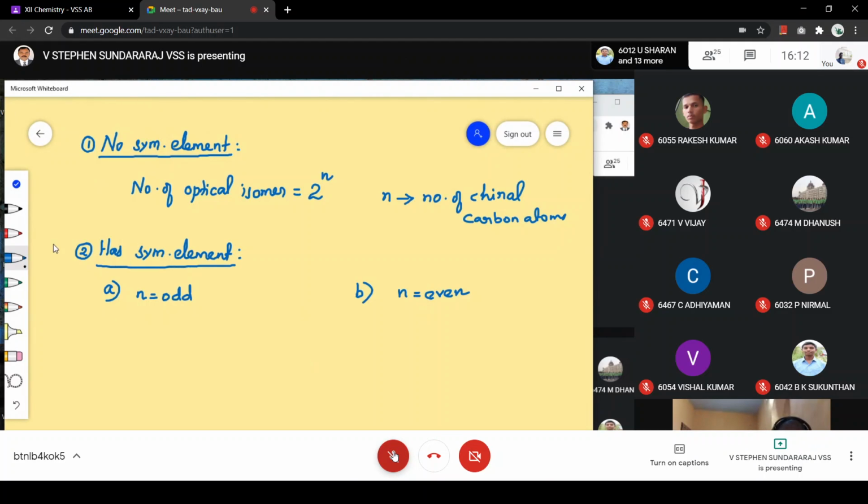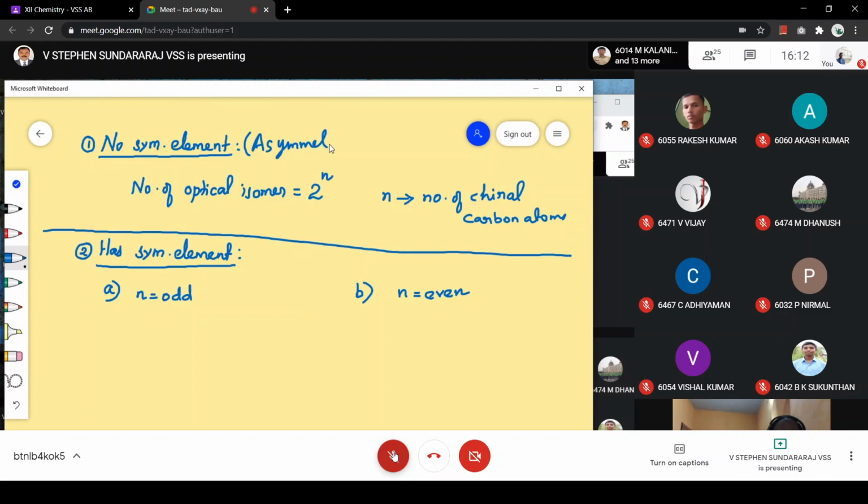So see that the first formula is used only when no symmetry is there. It is an asymmetric molecule, meaning there is no symmetry in it, no plane of symmetry or line of symmetry. That time, use this formula, very simple, for the number of optical isomers.